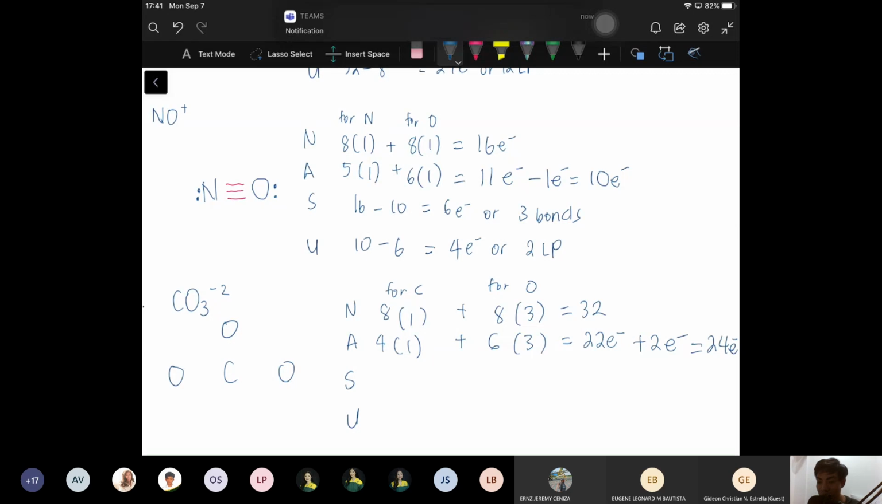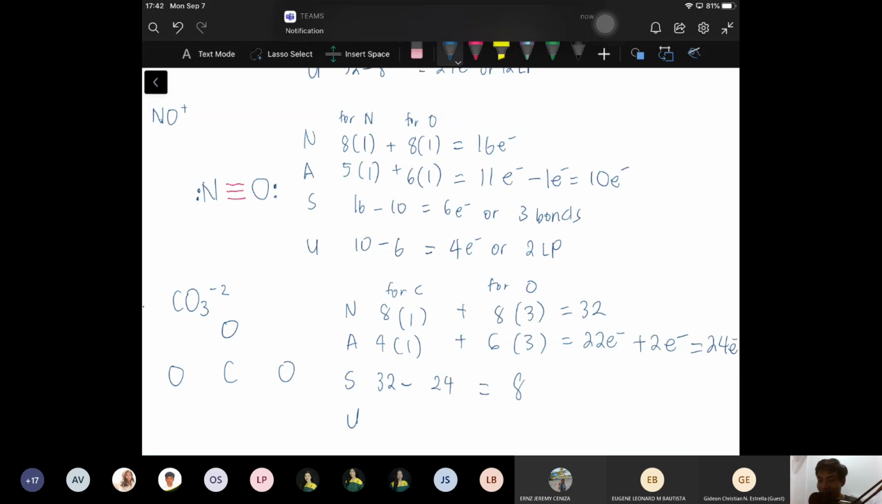So 22 plus 2, 24 electrons in total. 22 of which are the valence electrons. Yung dalawa, ito yung sobra, kaya may negative 2 charge doon. Okay, so that means we have 24 electrons to deal with. So sila yung gagamitin natin. Again, letter S, shared. So paano yung shared again? N minus A. So that's 32 minus 24, 8, di ba? Ang tagal ko iniisip eh.